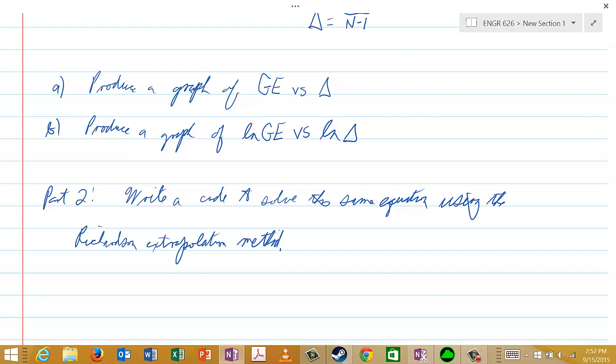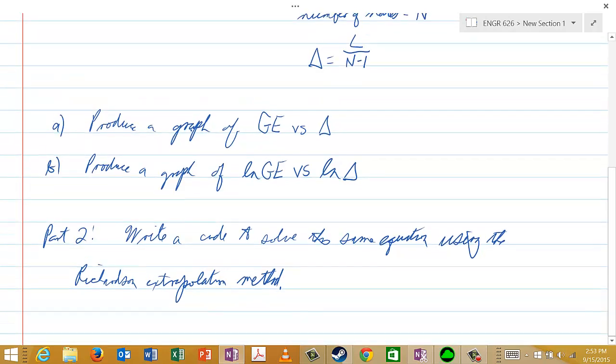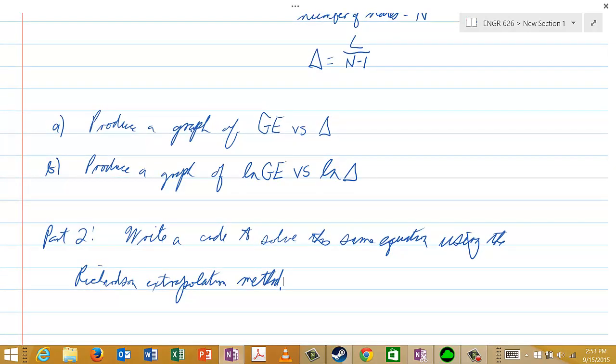And so let's talk about this, and you will need to pay special attention now because this is just a little bit complicated, so listen carefully. Okay, in part 1, as we said before, you're going to have a loop. At the beginning of the loop, you will set your value of delta. The way you do this is by setting the number of nodes, because again, delta is equal to L divided by n minus 1. So by picking your value of n, you are in effect choosing your value of delta.